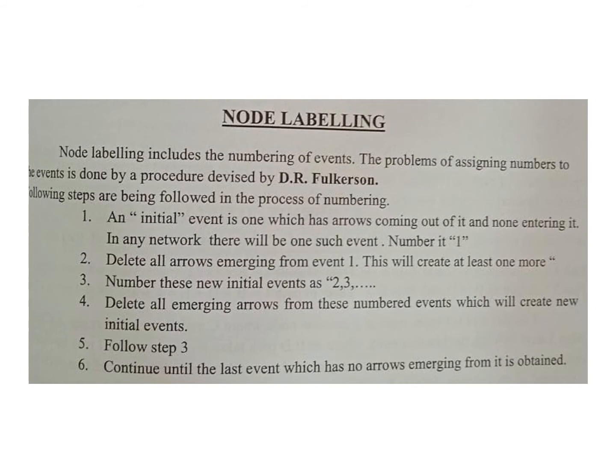Node labeling. Usually the first node is called 1, then 2. So in the sequence that it happens, those nodes are called 1, 2, 3 and so on. That is the long and short of it.